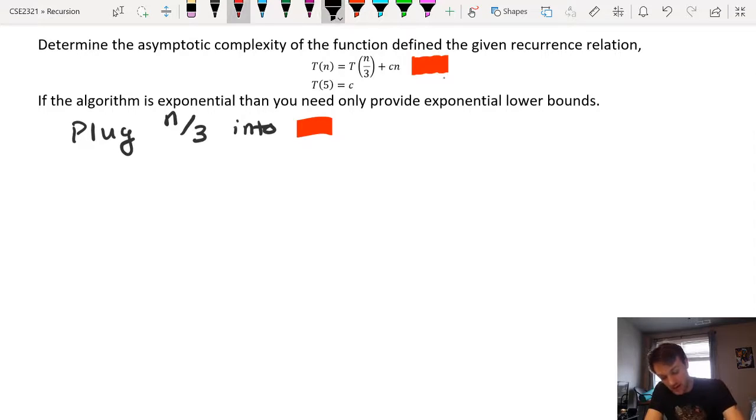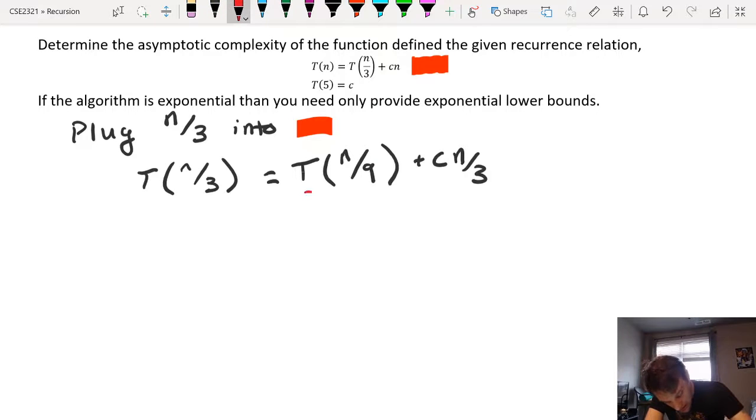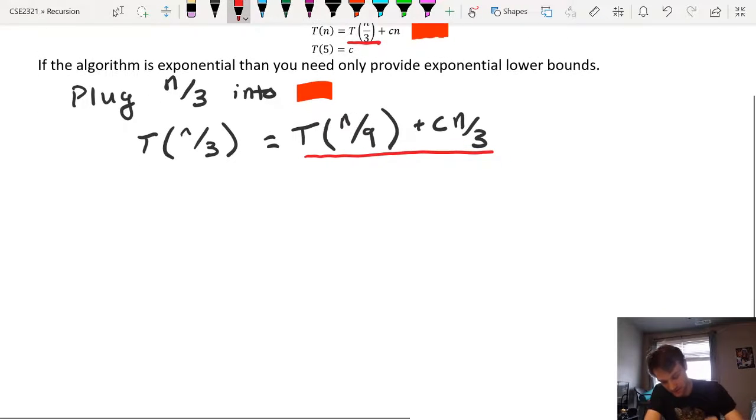So let's do that. The left-hand side, we get t of n over 3 is equal to, plugging in n over 3 on the right-hand side, we get t of n over 3, which is n over 9, plus c n over 3, making sure to plug it into that additional cost as well. We're then going to substitute the bit I just underlined in red right there into the original equation for t of n over 3. So let's make that substitution.